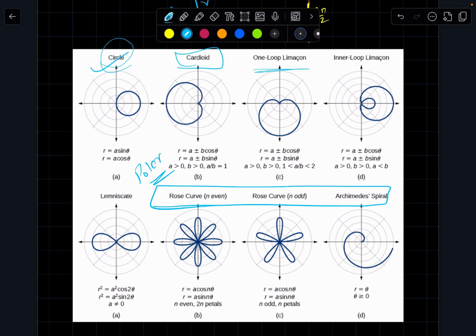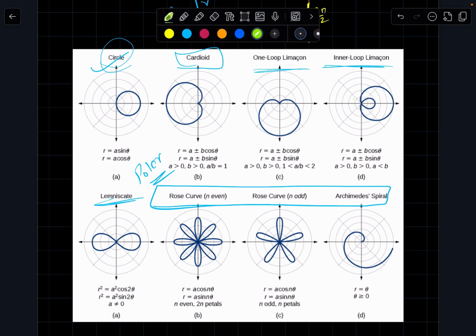You have your one loop limaçons, inner loop limaçons, and lemniscates. Now, in your limaçons, they might ask you to find the area for this inner loop, that is the green region right here, instead of the outside region. So finding the limits is very important, right? Since this loop doesn't go from 0 to 2 pi, it's not in all the quadrants. So the limits here would be from minus pi by 4 to pi by 4, but it might differ for different limaçons.